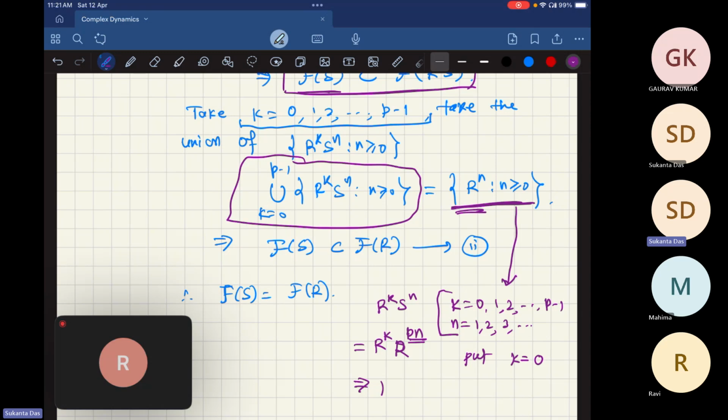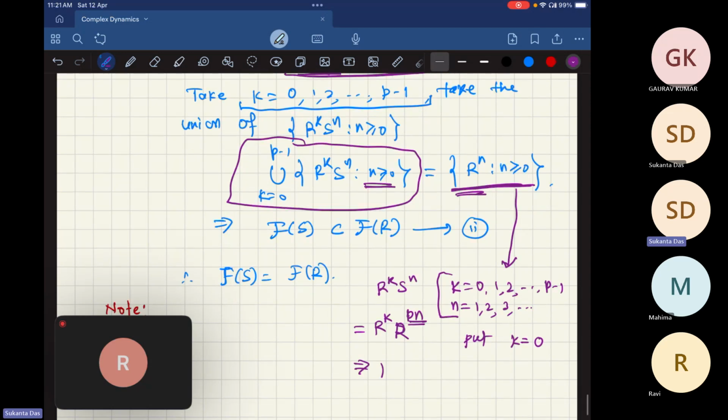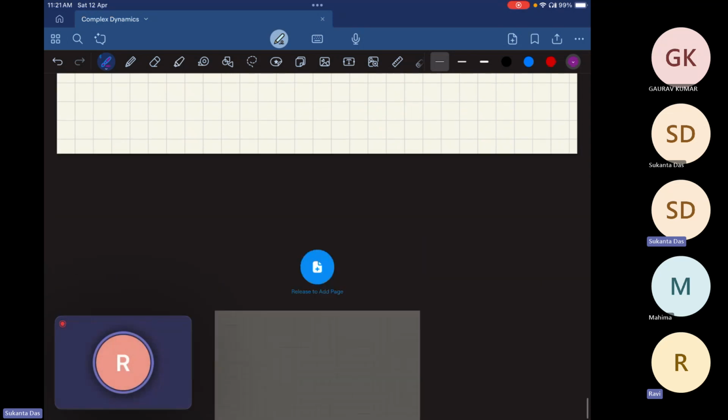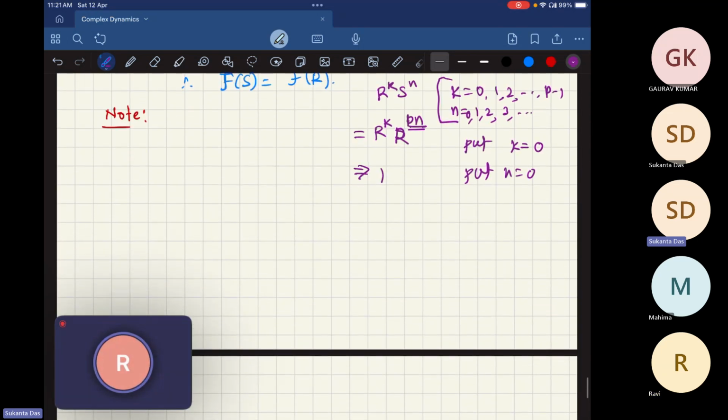So here I have written n equals 0, with n going from 0 to infinity. So here 0 is also included. If you put n to be 0, then it will get covered.